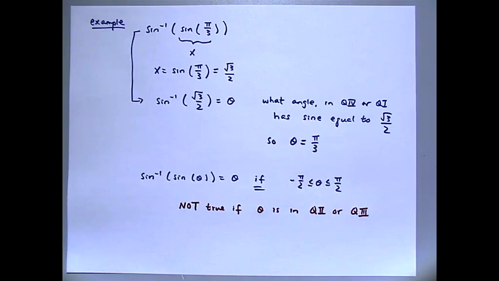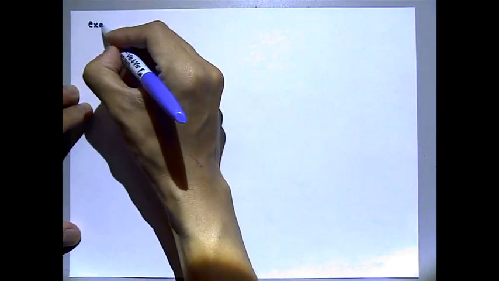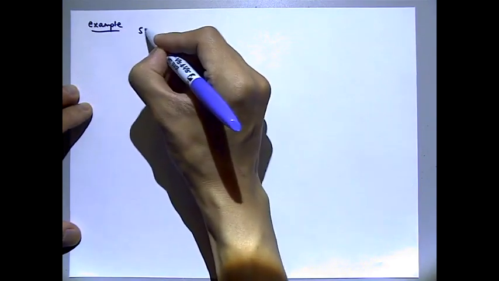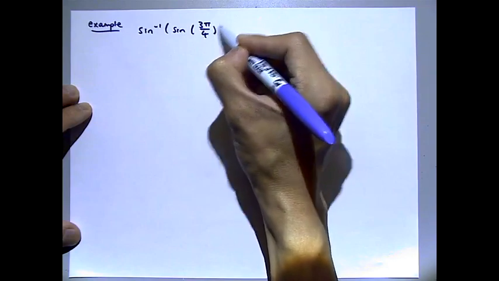But that is no longer true if the angle you started with, this theta angle, is in the second or the third quadrant. Again, a consequence of the range of the inverse sine. Inverse cosine, same idea. Inverse tangent, same idea. Okay, let's choose an angle in the second or the third quadrant and see what happens. Let's look at inverse sine of the regular sine of 3 pi over 4.